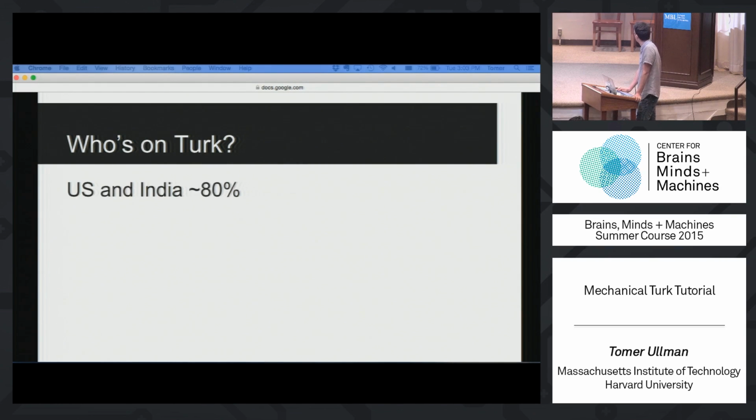Some of you do, some of you don't. Okay. The US and India make up about 80%. By the way, this is in flux. A study came out 2 years ago about this sort of thing, and it's changed since then. But in that study, the US and India made up about 80%, with the US taking up 50-something%, India taking up the rest.